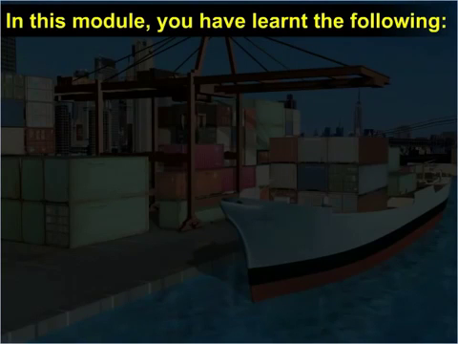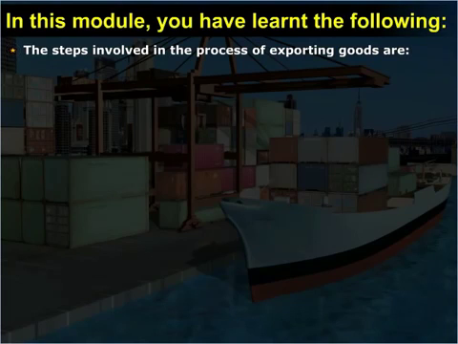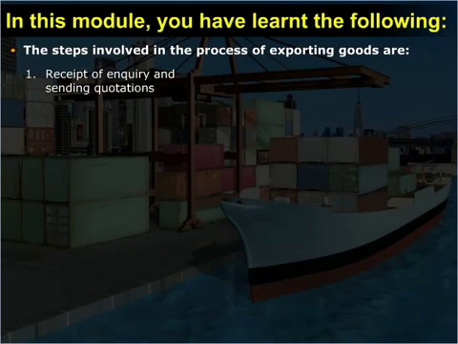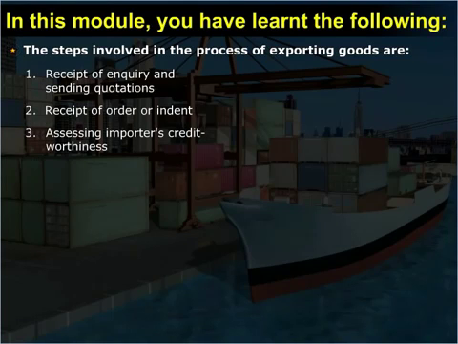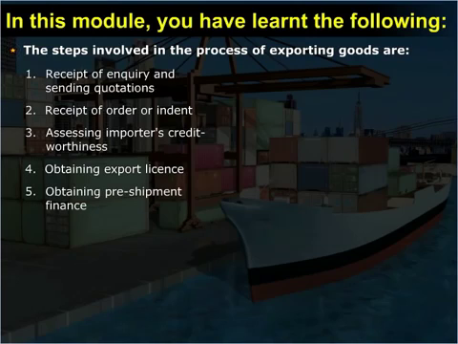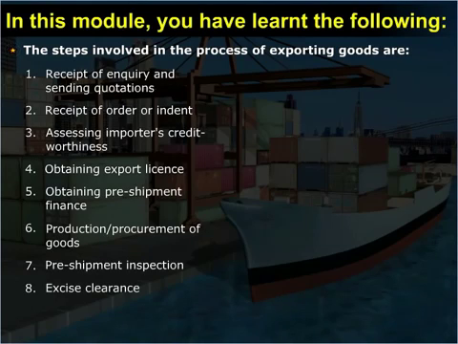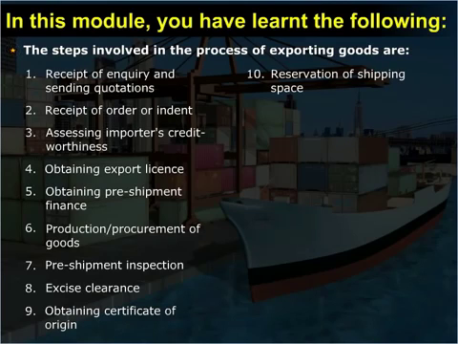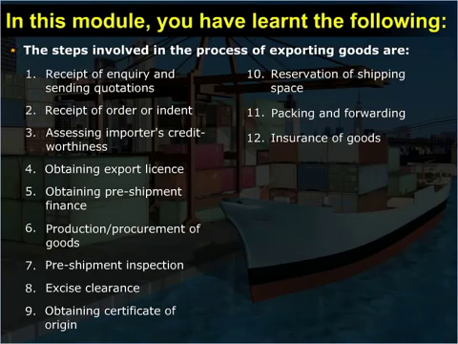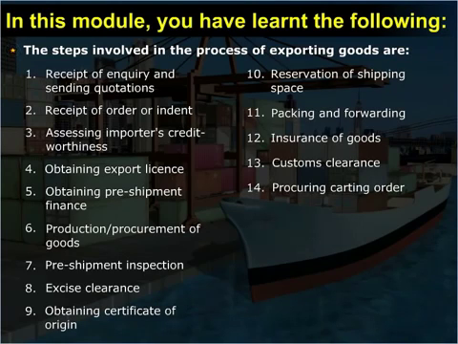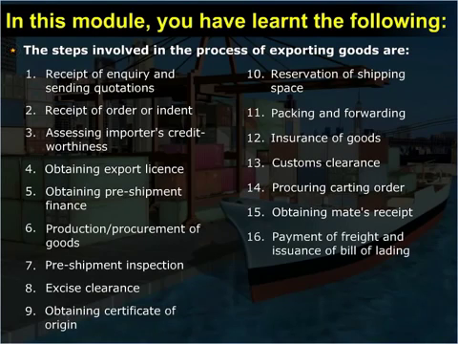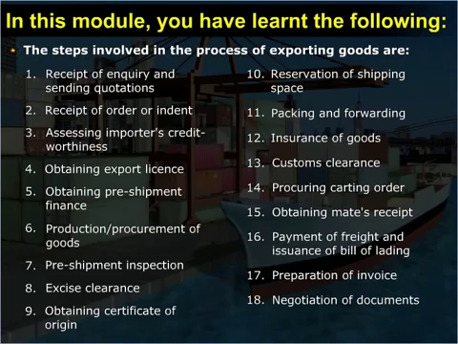In this module, you have learned the following. The steps involved in the process of exporting goods are receipt of inquiry and sending quotations, receipt of order or indent, assessing importer's creditworthiness, obtaining export license, obtaining pre-shipment finance, production or procurement of goods, pre-shipment inspection, excise clearance, obtaining certificate of origin, reservation of shipping space, packing and forwarding, insurance of goods, customs clearance, procuring carting order, obtaining mate's receipt, payment of freight, and issuance of bill of lading, preparation of invoice, negotiation of documents, securing payment.